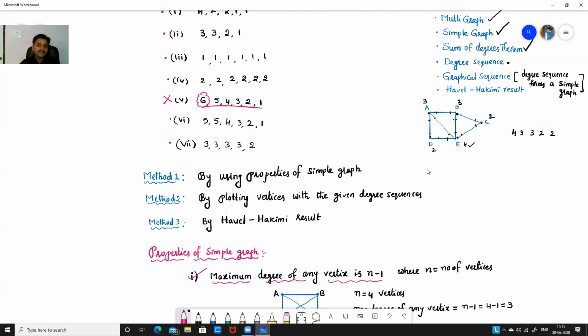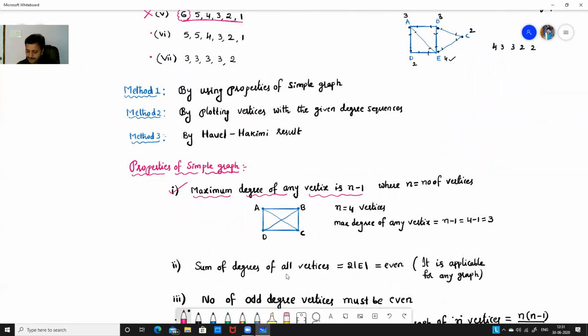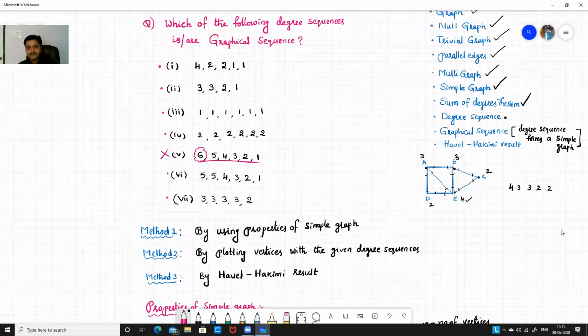Is it clear? From an examination point of view, finding the right answer is not important every time. Eliminating wrong answers is also important. So here I eliminated option 5. Let me check the second property. The sum of degrees of all vertices must be an even number.